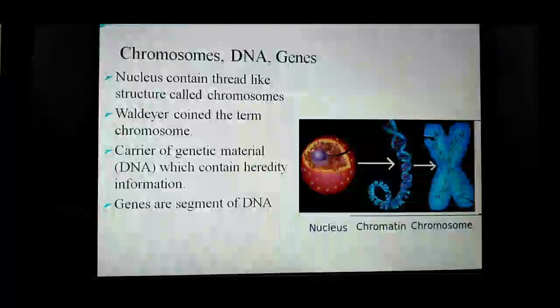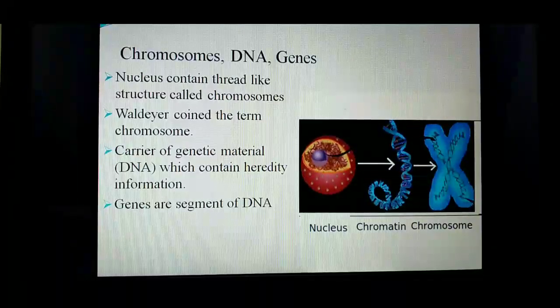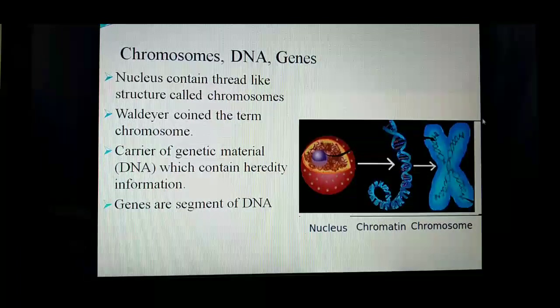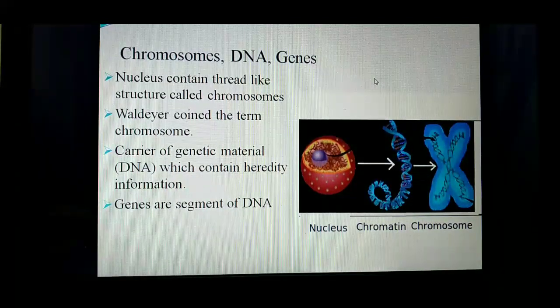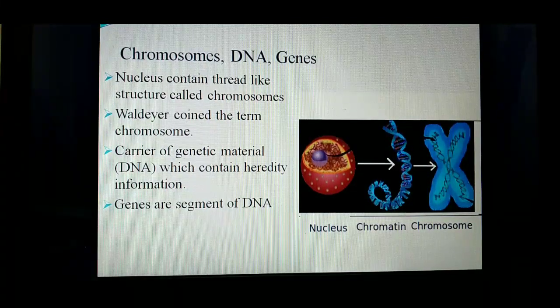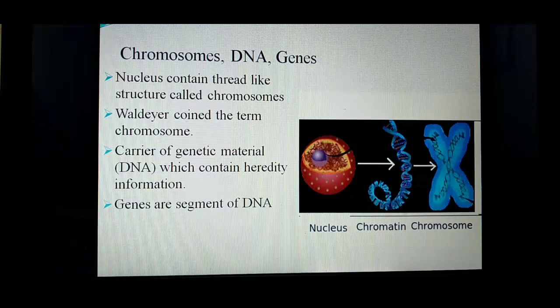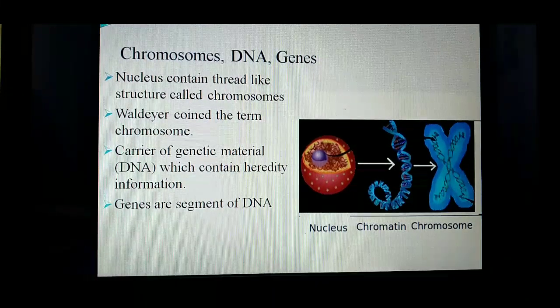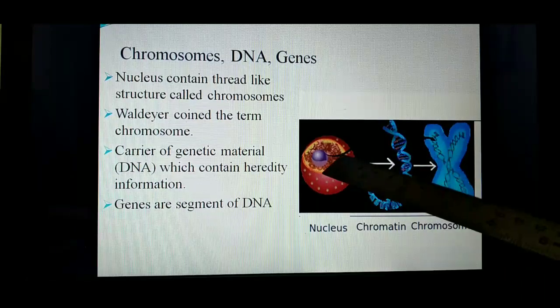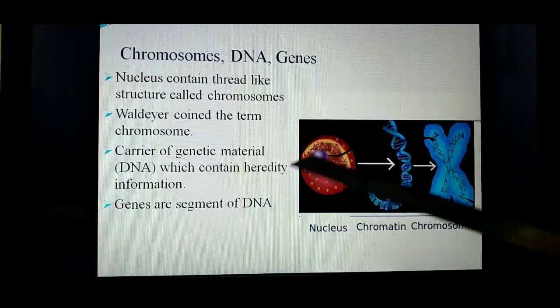Before we study Mendel's monohybrid and dihybrid experiments, now let's study about chromosomes, DNA and genes. The human body is made up of millions of cells. Each cell contains a nucleus. The nucleus is the controlling center of the cell. The nucleus consists of thread-like structures called chromatin fibers.